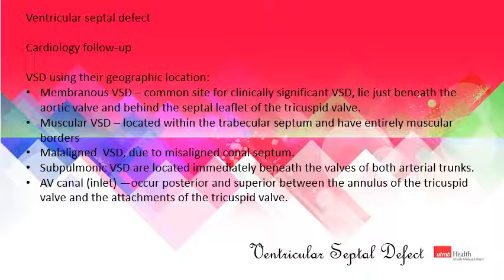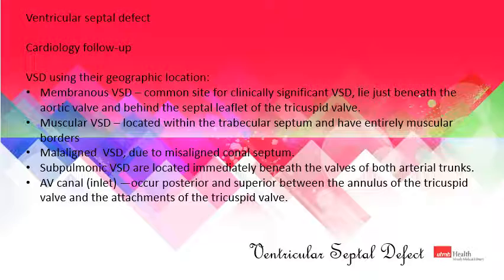Ventricular septal defects can be classified using their geographic location. A membranous VSD, which is the common site for clinically significant VSD, lies just beneath the aortic valve and behind the septal leaflet of the tricuspid valve. A muscular VSD located within the trabecular septum has entirely muscular borders. This is the one that closes at 6 months of life.